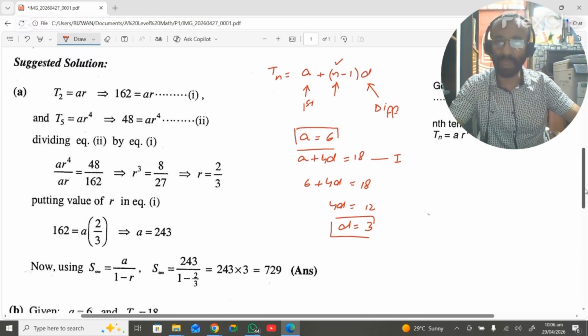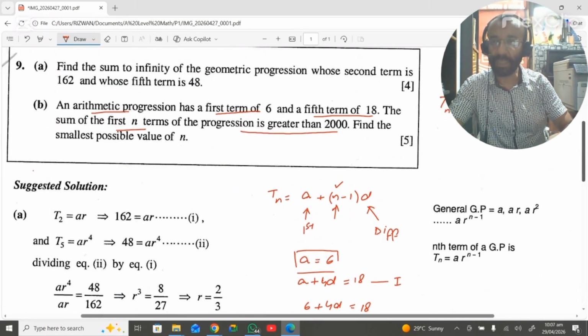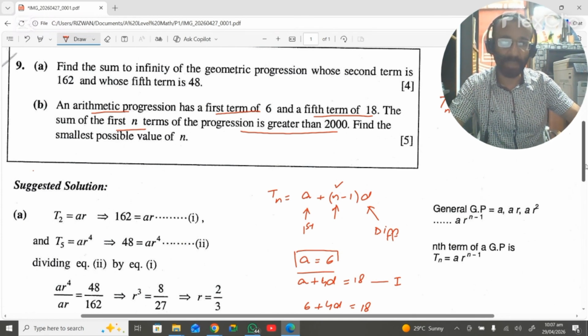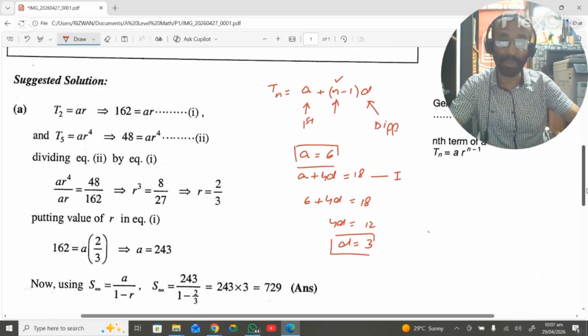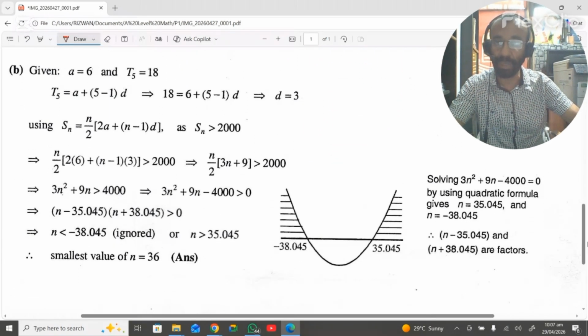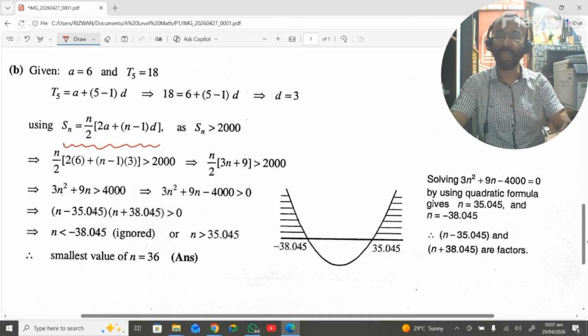Okay, now the requirement in the question is that the sum of the first n terms of the progression is greater than 2000. The formula for the sum of the n terms is n by 2 into (2a plus (n minus 1) into d). So this is the formula for the sum of the n terms of the arithmetic progression, and in the question it is given that this is greater than 2000. So n by 2 into (2a plus (n minus 1) into d) will be greater than 2000 according to this statement.